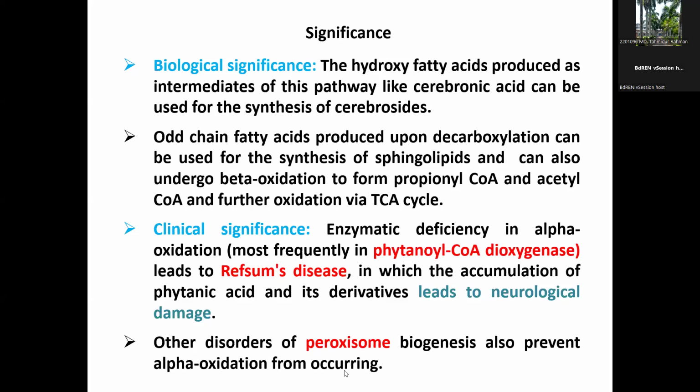I was saying that as the alpha oxidation process usually happens in the peroxisome, if the peroxisome is defective, then alpha oxidation will not happen there. So accumulation of different toxic compounds may happen in the animal body, and the animal may suffer from Refsum disease.